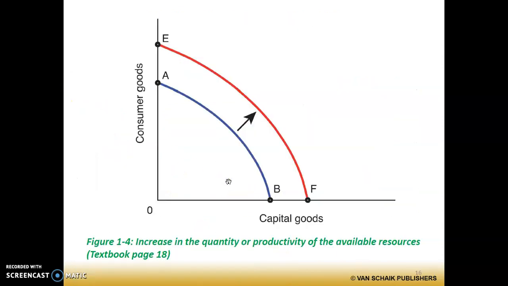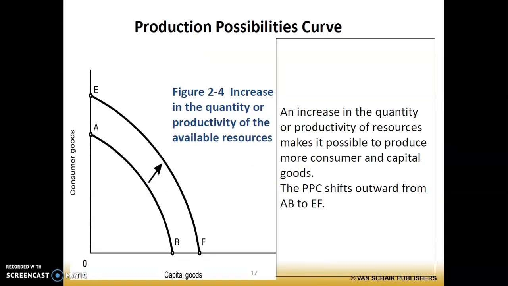And then figure 1.4 illustrates if there's an increase in quantity or the productivity of the available resources. An increase in the quantity or productivity of resources makes it possible to produce more consumer goods and more capital goods. The PPC shifts outward from AB to EF.